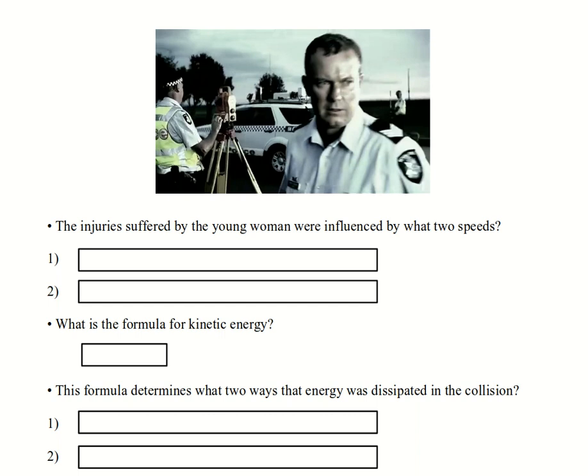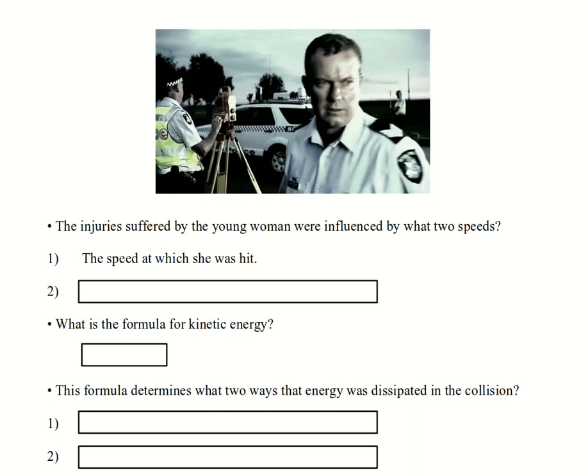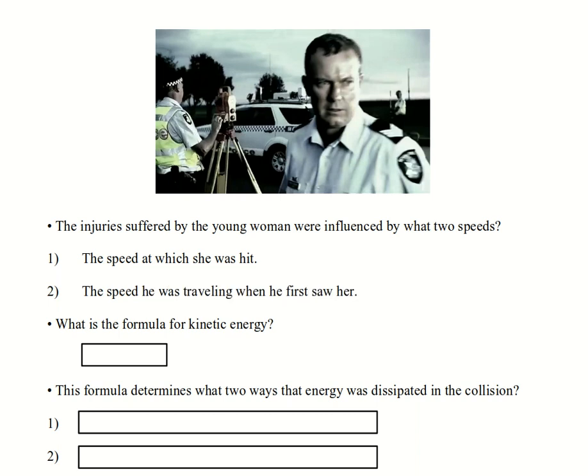So the first question is, the injuries suffered by the young woman were influenced by what two speeds? Of course, the first of those, and the thing that she might immediately care about most, is the speed at which she was hit. But the speed that determined the speed she was hit at is the speed he was traveling when he first saw her. In other words, the fact that he was going well over the speed limit.